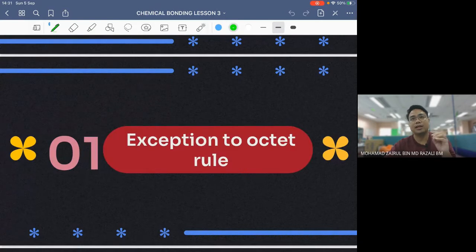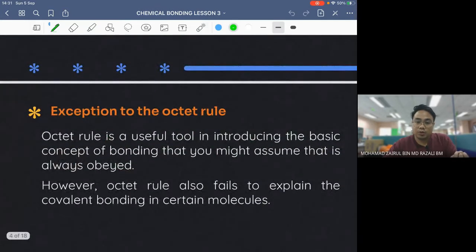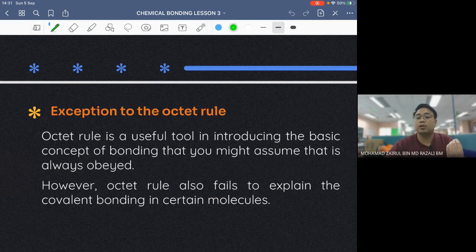The octet rule is one of the golden rules that we apply to determine the bonding between the atoms. However, the octet rule is not applicable for all elements. There are certain elements that do not obey the octet rule. If we do the experiment for certain molecules, they do not follow the octet rule. That means even if the number of electrons surrounding the atom is not 8, the element or compound is still considered stable. So we will discuss three different types of exception to the octet rule.